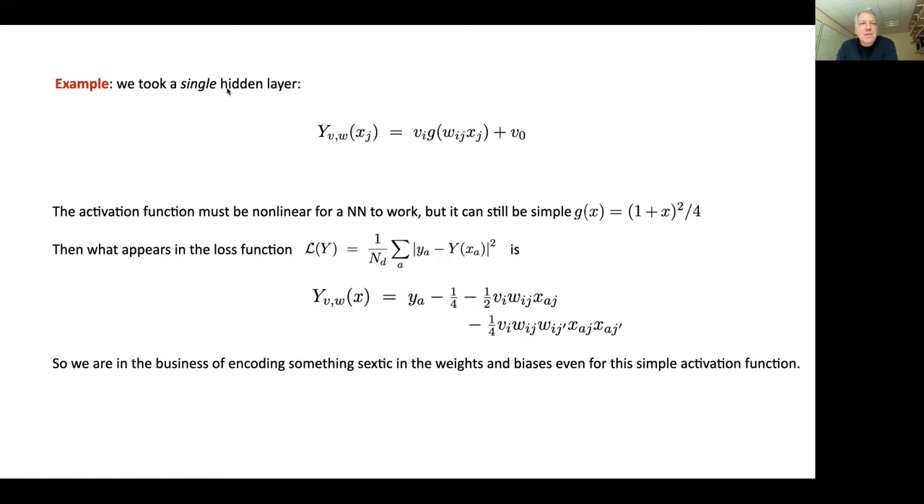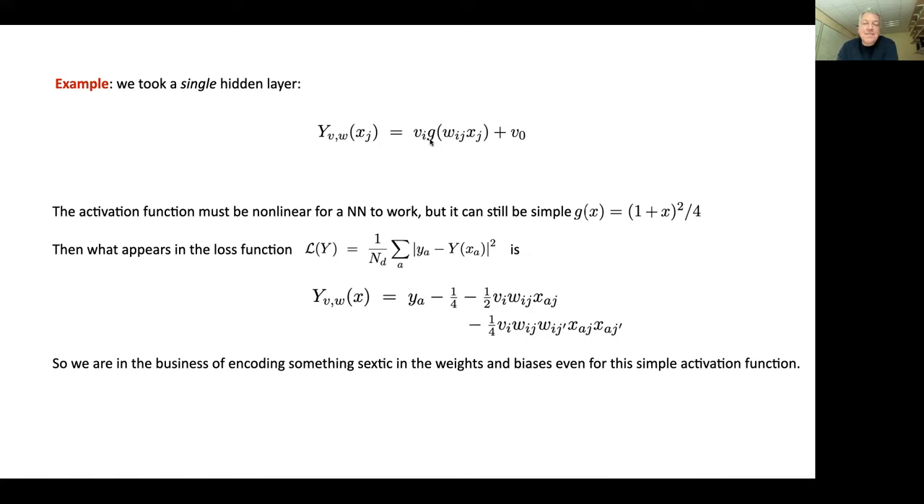When we did this, we just took a single hidden layer, so we're really restricting things quite a bit. With a single hidden layer, our output Y from data input X is a function like this, where V_i are the weights.